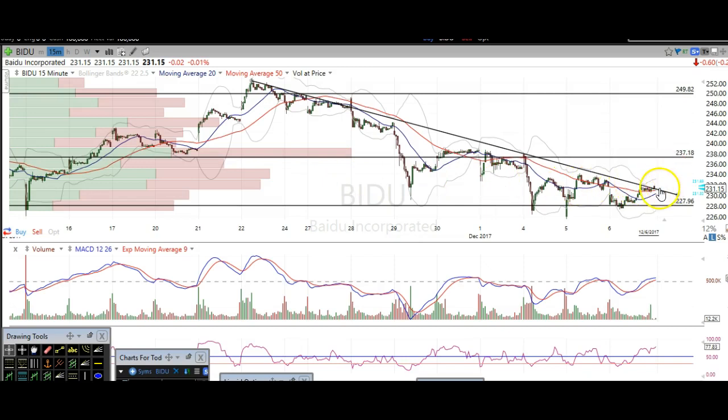So if we do head higher, this is going to be a pretty big level of resistance that I think initially is going to get rejected at. But we've got about $6 or $7 until we get to that first level of resistance. So for you short-term options traders or short-term stock traders that trade Baidu, I think that this is a good opportunity here in the short term for a move to the upside.